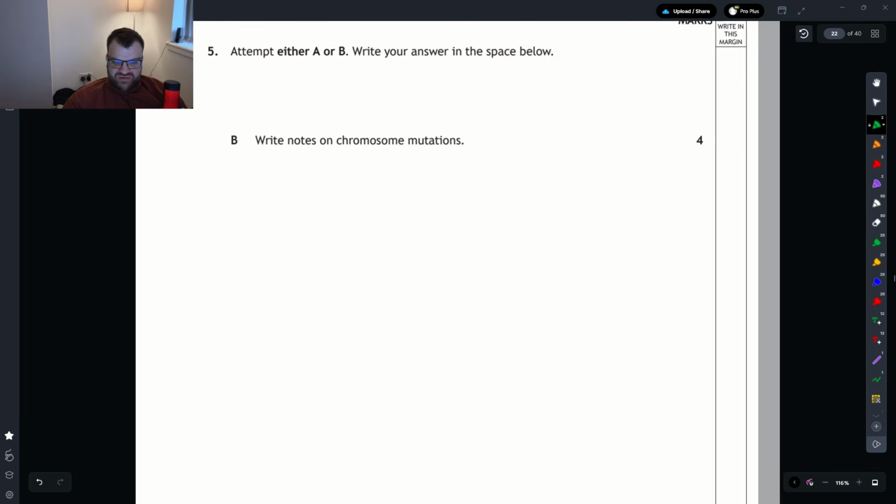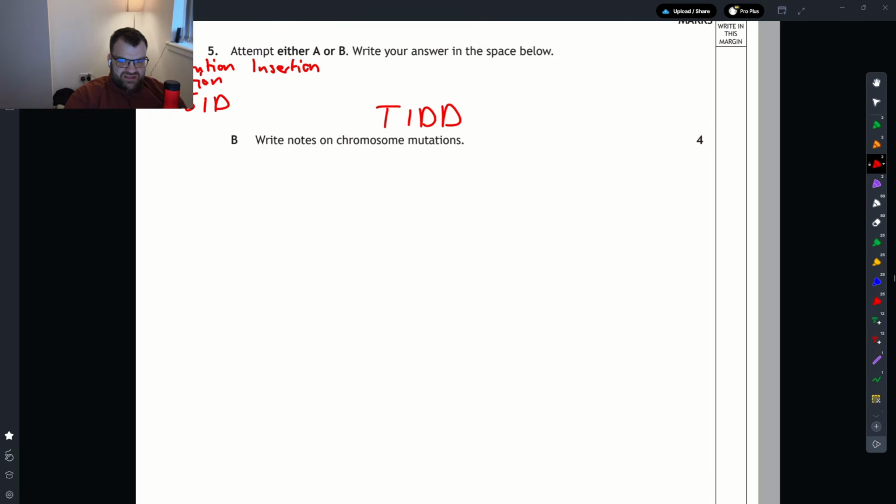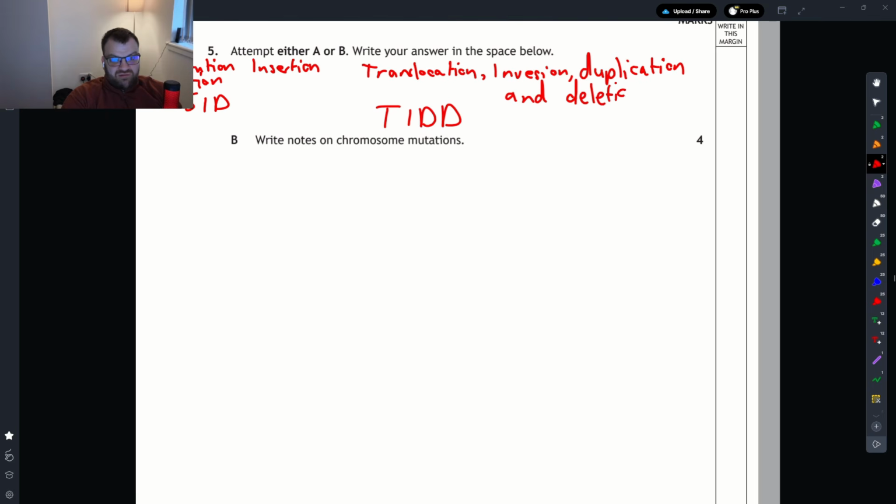The other option was for chromosome mutations, and there are 4 of them. So we have our TIDD, TID. So for single gene ones, it was SID, substitution, insertion, deletion. And then slightly awkwardly, there's an I and 2 Ds in the other one, but they are translocation, inversion this time. You have duplication, and it also has deletion. So they have one in common, deletion. They both have one with an I, but it's insertion versus inversion.